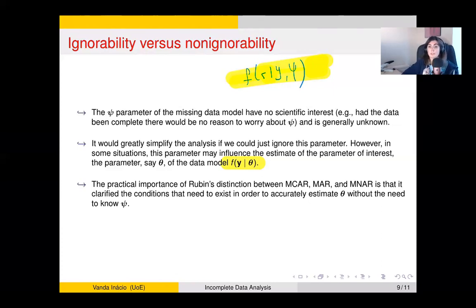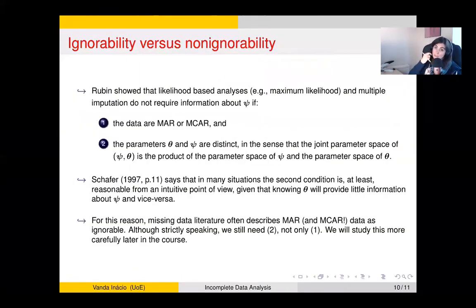And the practical importance of the distinction that Rubin came up with between the three different missing data mechanisms is that he laid out the conditions that need to be verified in order to accurately estimate theta without the need to know psi. We will look at this result later in the course when we learn likelihood-based methods for missing data, but now I will just give you the result. Rubin showed that likelihood-based analysis such as maximum likelihood or multiple imputation, a technique that we will also learn later in the course, does not require information about psi if two conditions are met. The first one is that data are MAR or MCAR, and the second one is that the parameters theta and psi are distinct, in the sense that the joint parameter space can be written as the product of the parameter space of each of the parameters psi and theta.